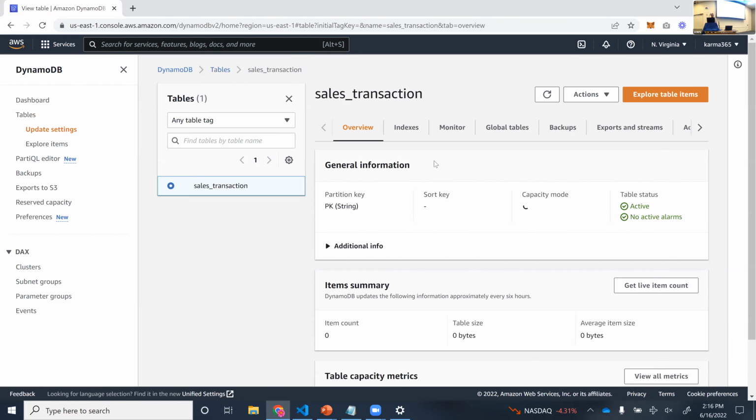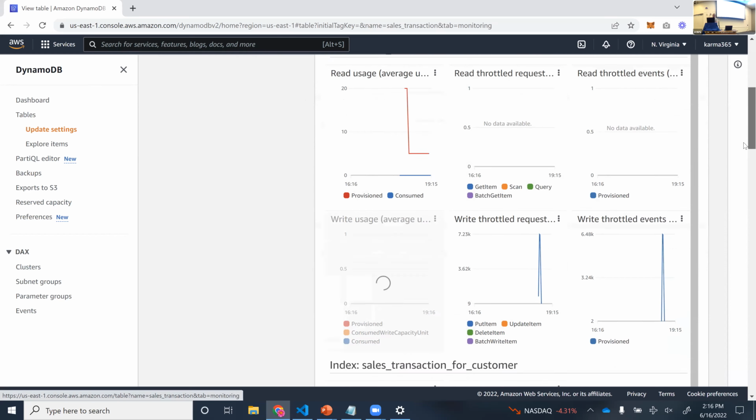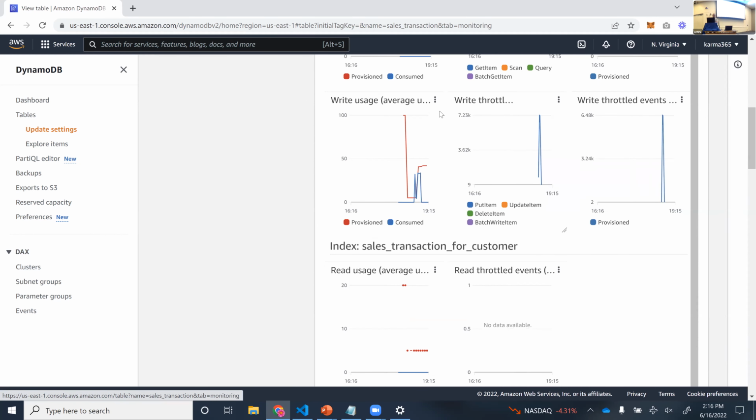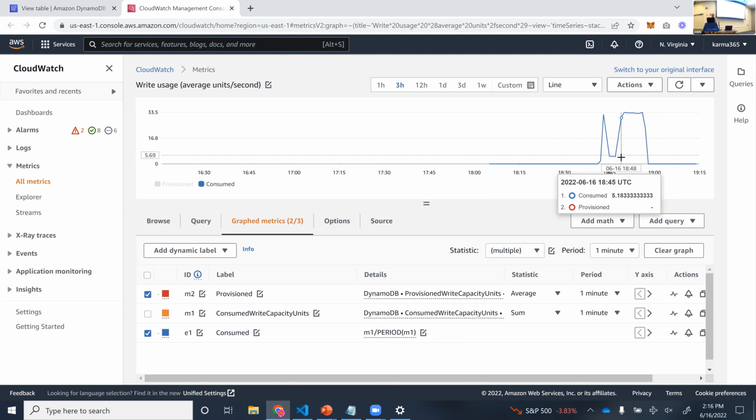CloudWatch console. Here, let's look at the CloudWatch. Yeah, so here you see this is one of the problems that I was mentioning. The red one is provisioned capacity, and the blue one is consumed. Oops, sorry.